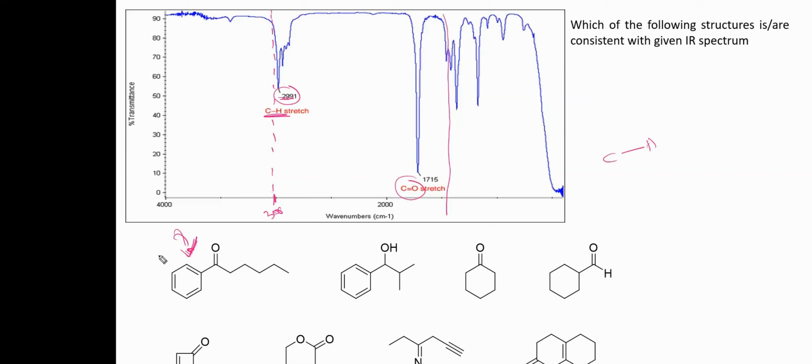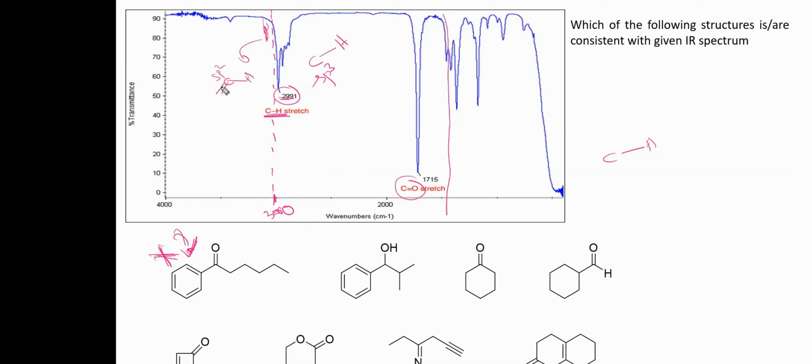It's not going to be a possible structure. I will tell you why. CHs below 3000 all have to be hydrogen-carbon stretches from sp3 carbons. When you have CHs above 3000, those CH stretches correspond to carbons that are sp2 hybridized.